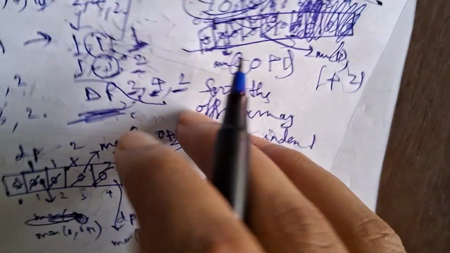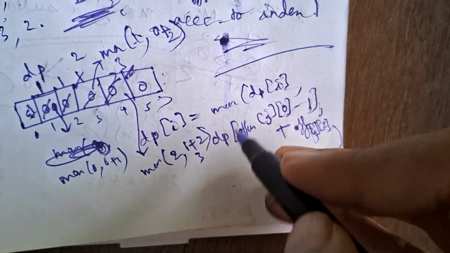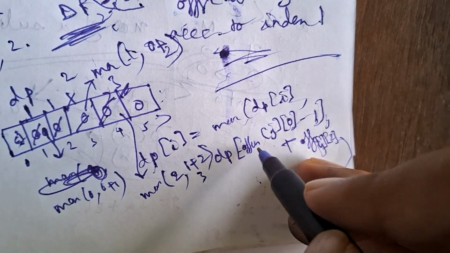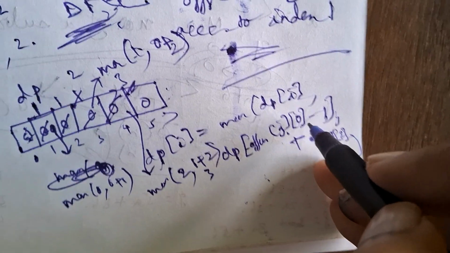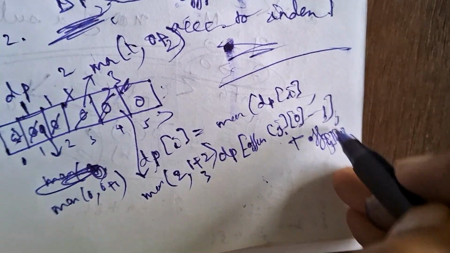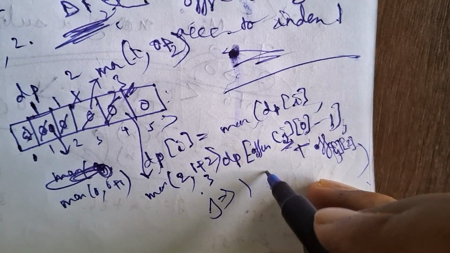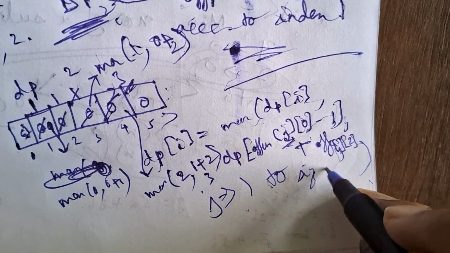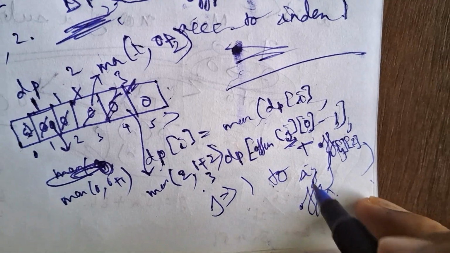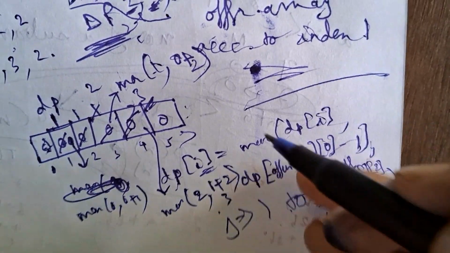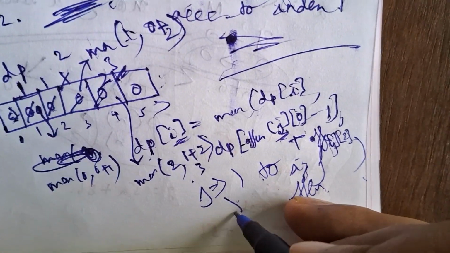So I hope this is very much clear. So this is the basic condition, that is dp of i is equal to the maximum of dp of i comma dp of offer of j comma j of 0 minus 1 plus offer of j of 2. So what is j? j is basically, you are going to run a loop from 1 to size of offer, okay? And what is i? i is basically a loop inside of j.